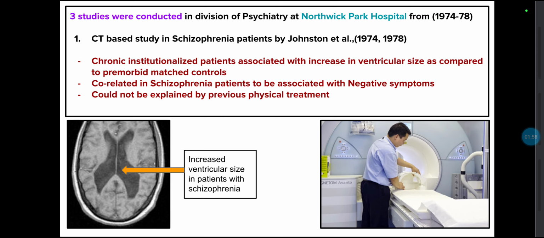Also, it was correlated in schizophrenia patients with negative symptoms. That is, the change in ventricular size was associated more with the patients having negative symptoms. However, this change in ventricular size could not be explained by previous physical treatment. This was the first study, and it had an impact on the formation of the 2 syndrome concept.